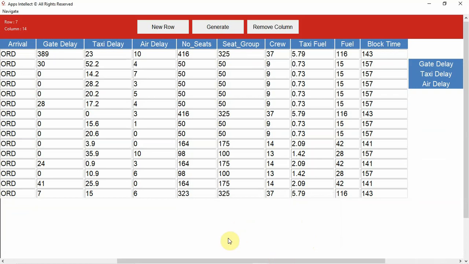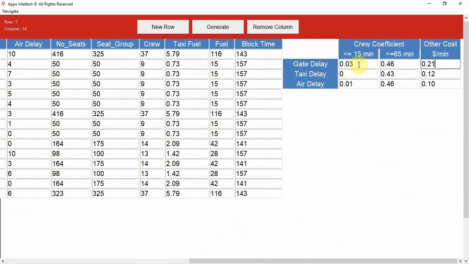We'll look at this particular parameter, the gate delay. How gate delay is calculated: the other cost is $0.21, and the gate delay is calculated via the formula of the coefficient of crew times the crew cost plus the other cost. This is the other cost, and these are the crew coefficients. So it will take 0.03 as the crew coefficient, then it will go to the crew cost. This is 37, we're just taking one example, and then it will add this particular $0.21.